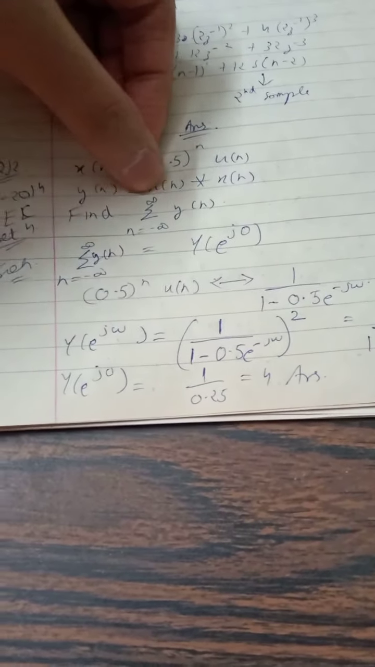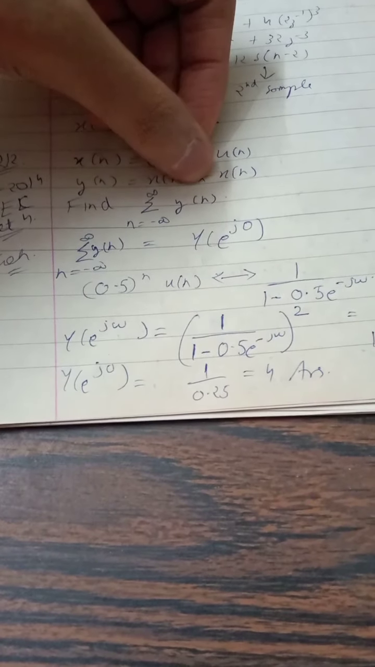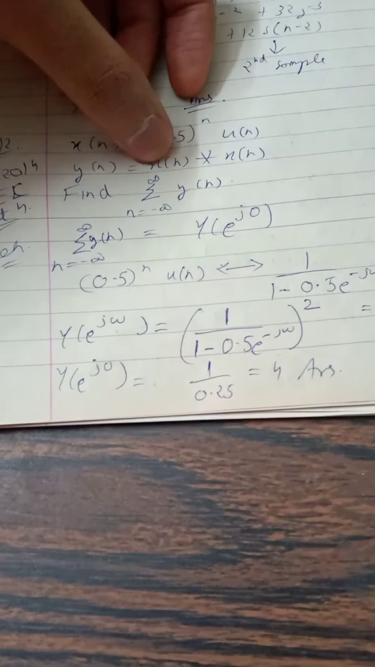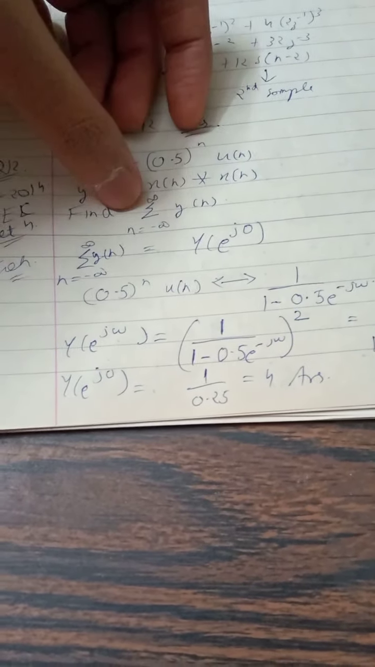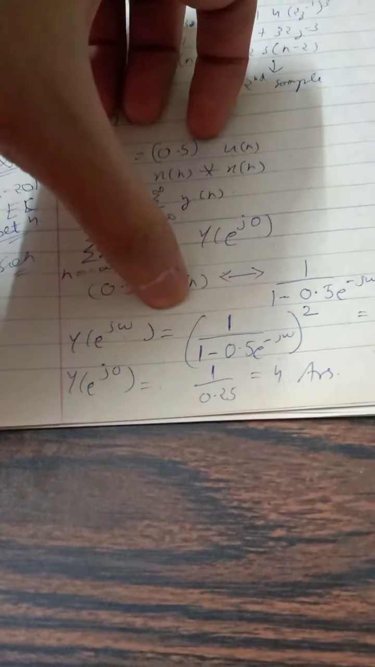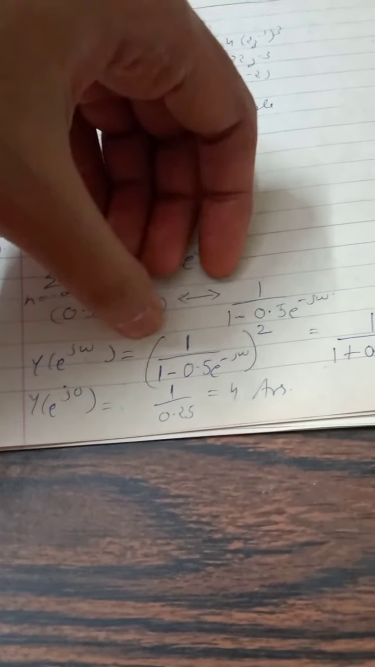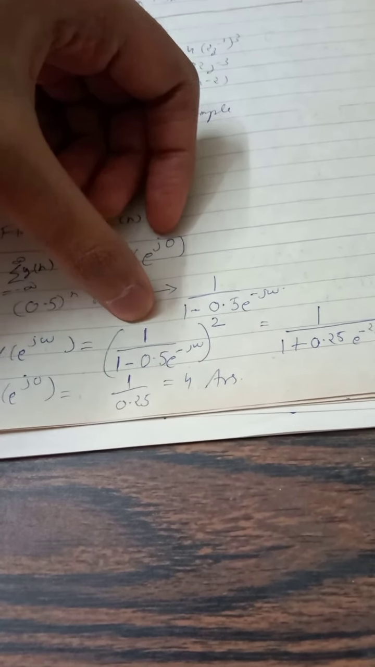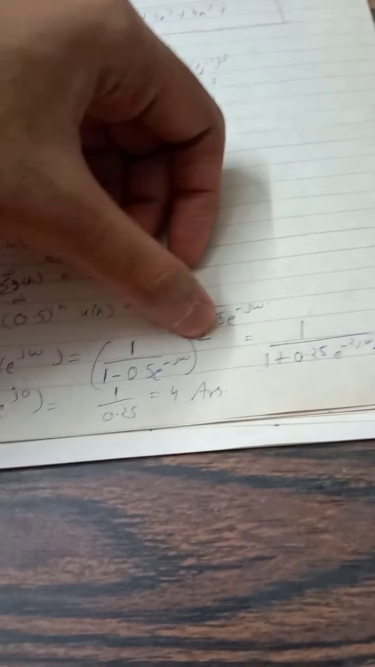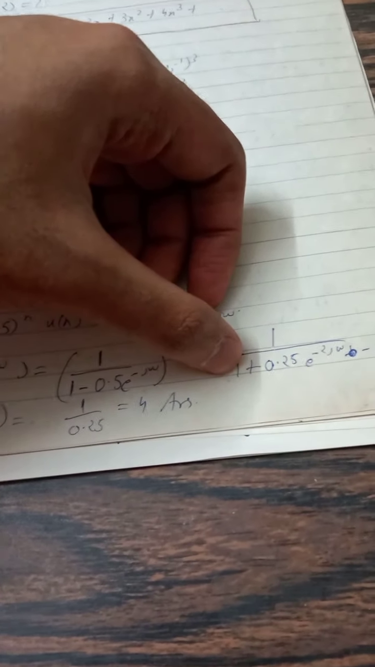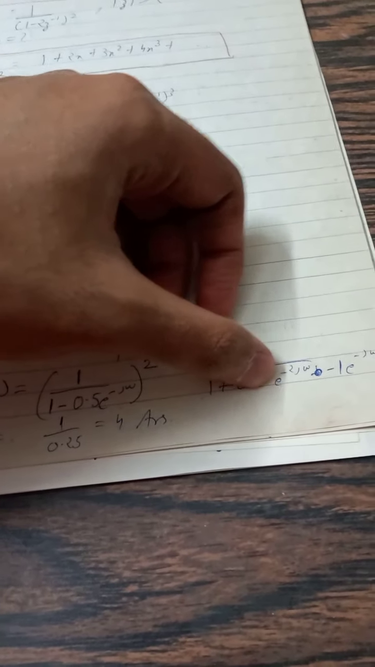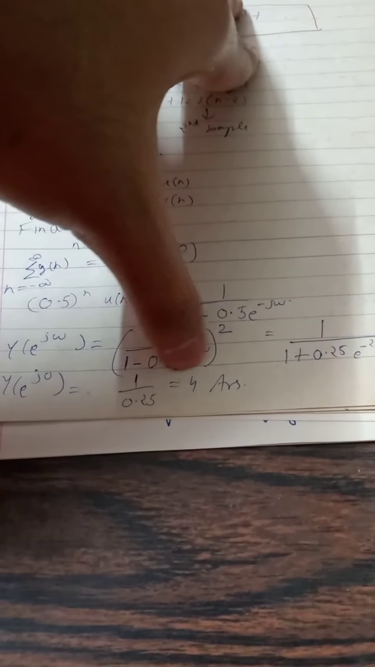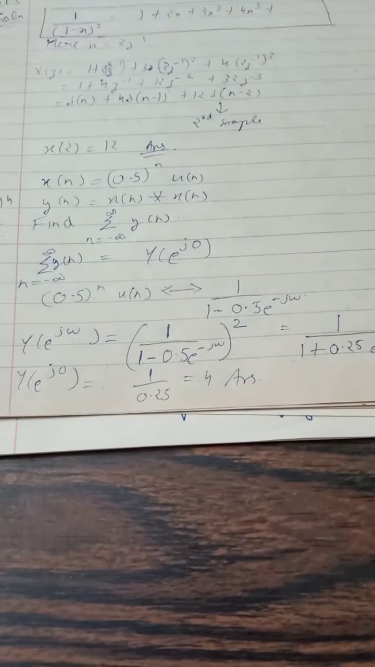So now y of n is x of n convolution with x of n. So when we take Fourier transform, then the Fourier transforms will multiply. So Y of e to the power j omega will be equal to X of e to the power j omega whole square. So this term will get squared. So Y of e to the power j omega will be equal to 1 upon 1 plus 0.25 e to the power minus 2j omega minus e to the power minus j omega. Just square this term using (a minus b) whole square.